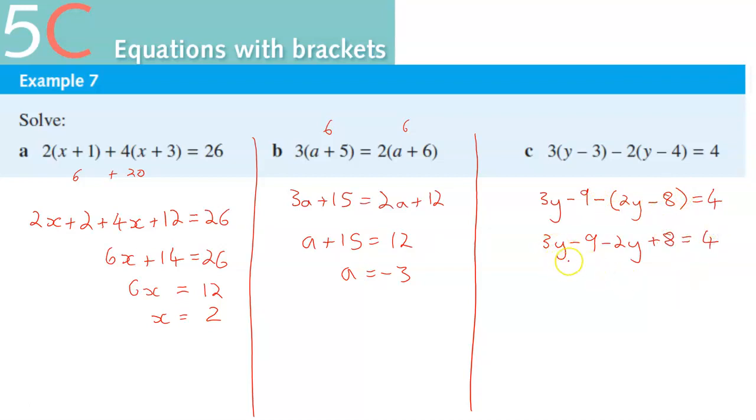Now I'm going to collect like terms, so 3y, subtract, remember we need to look at the sign in front of the term, 3y subtract 2y gives me y. Negative 9 plus 8, negative 1 is equal to 4. Then I can add 1 to both sides to get y equals 5. And finally, 5 minus 3 is 2, times 3 is 6. 5 minus 4 is 1, times 2 is 2. 6 minus 2 equals 4, so I've got my answer correct.